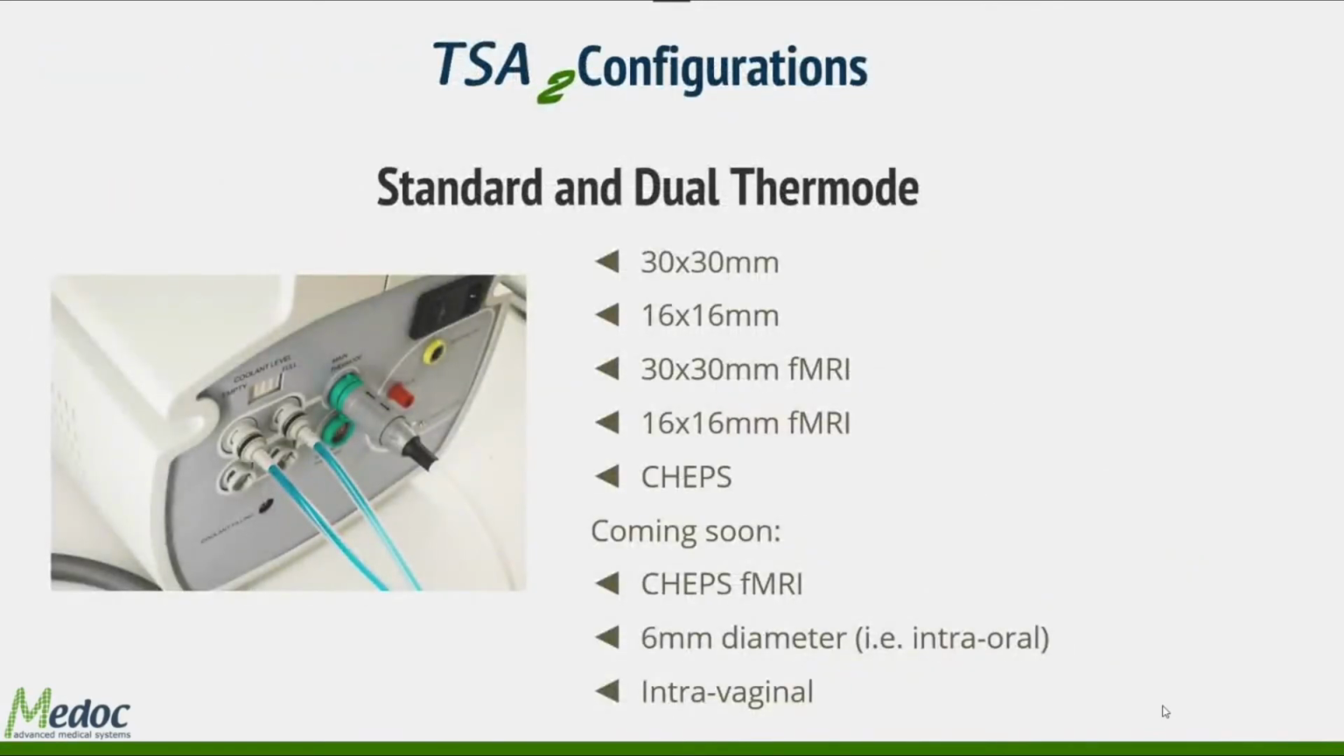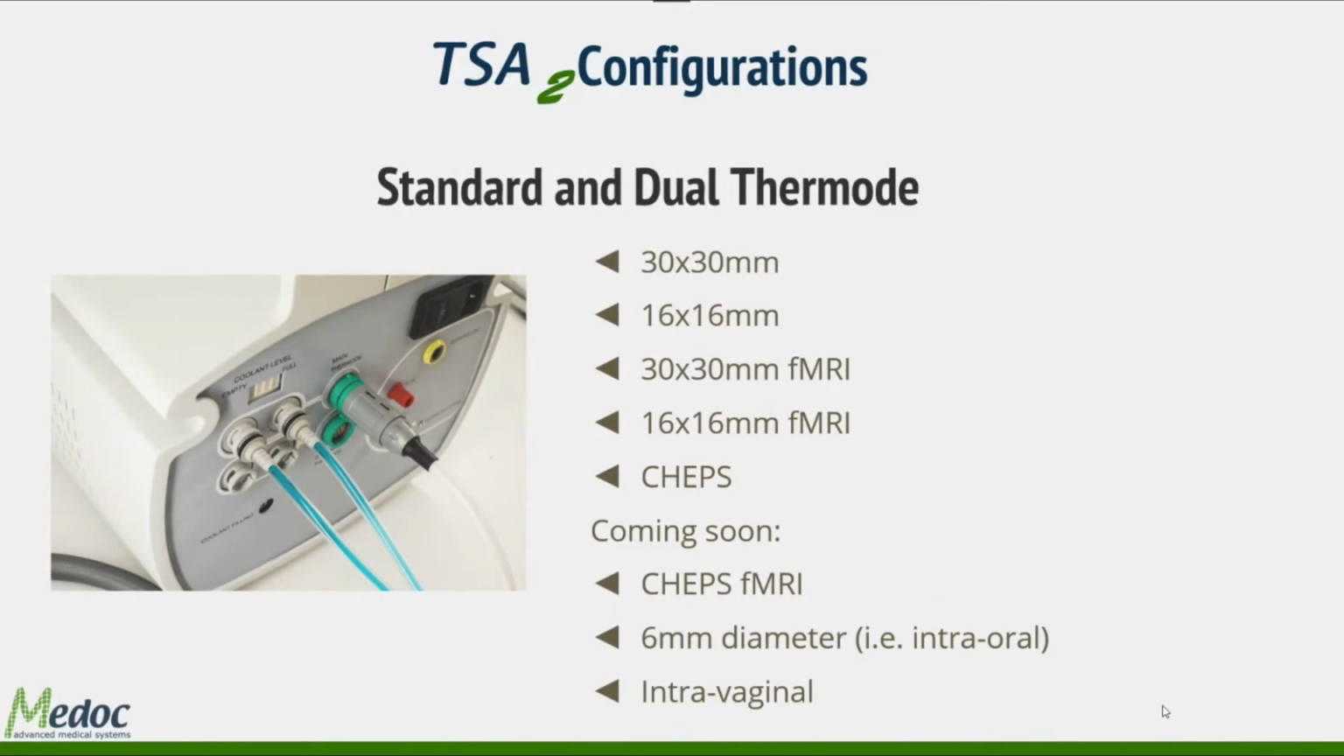If we review the possible accessories for the TSA2 device, we have the 30 by 30 thermode, which is the standard one usually used for quantitative sensory testing and for other thermal testing modalities. There is also a 16 by 16 smaller size thermode for the face, for smaller surface areas, for testing in children, for example. And both of these thermodes are available in fMRI configuration.